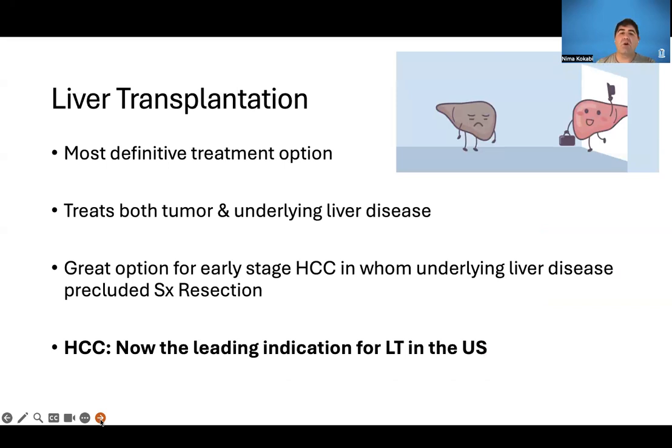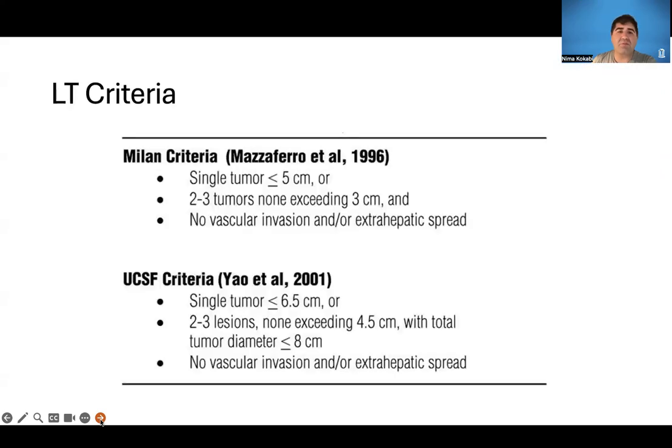As I mentioned, IR plays a key role in patients getting to transplant. It is the most definitive treatment option that we have for patients with HCC, because not only do you take care of the tumor, you take care of the underlying unhealthy liver as well. It's a great option for early stage HCC patients that are not necessarily surgical resection candidates. HCC is now the leading indication for liver transplantation in the United States and many other parts of the world.